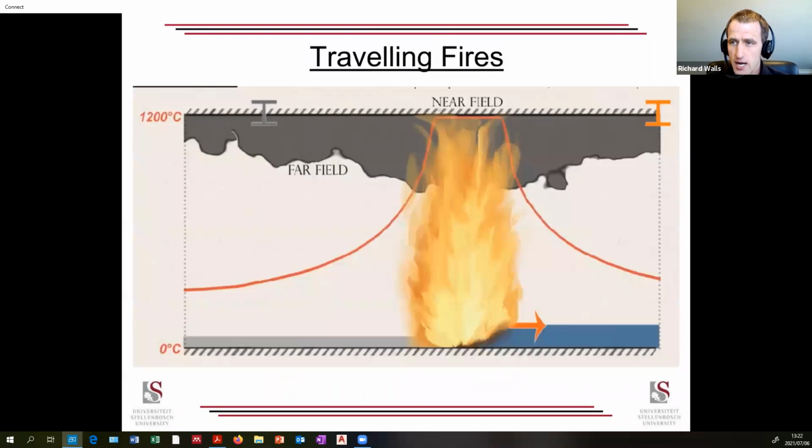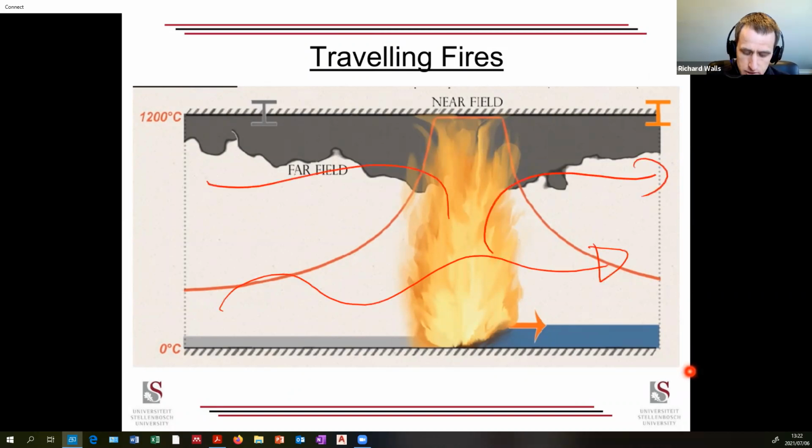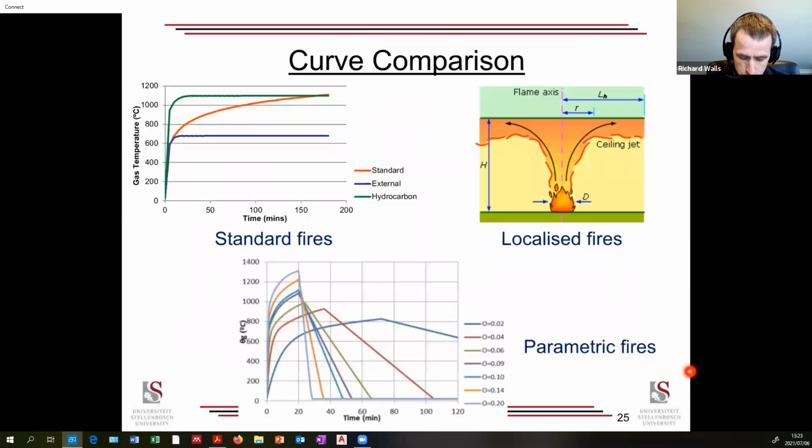You may also have traveling fires. In big open spaces, you get traveling fires where the fire just progressively moves through the building. And once again, the temperatures are much lower because the heat keeps escaping, so you don't have necessarily the same buildup. So designing for the fire in your large open plan office, you may get to a sort of a more cost-effective solution.